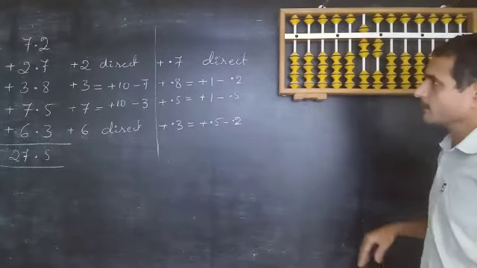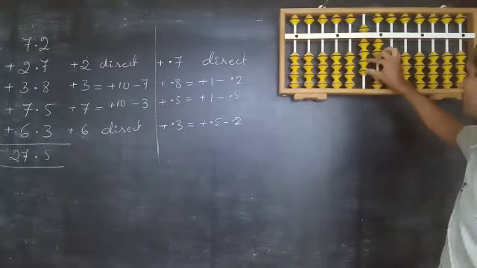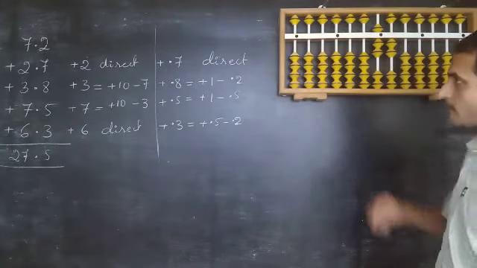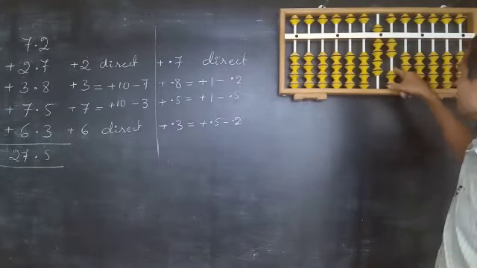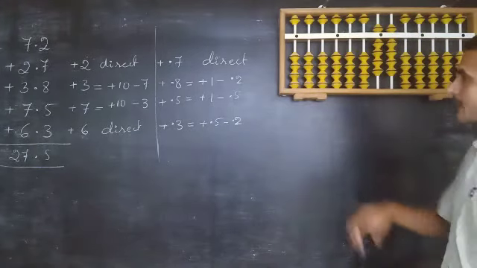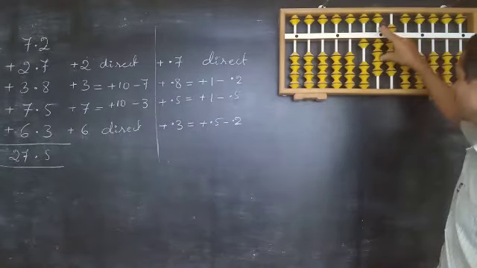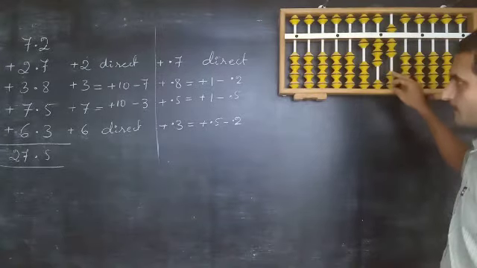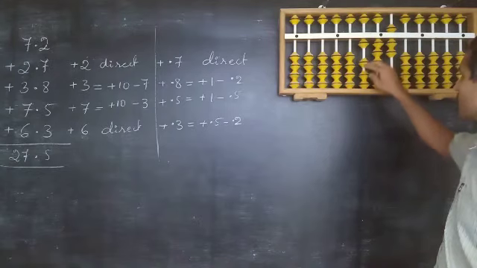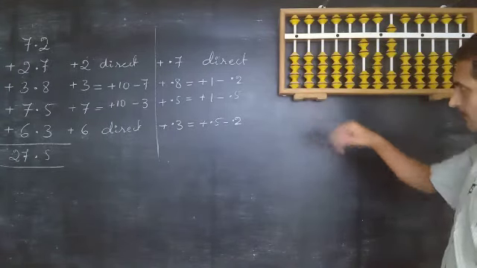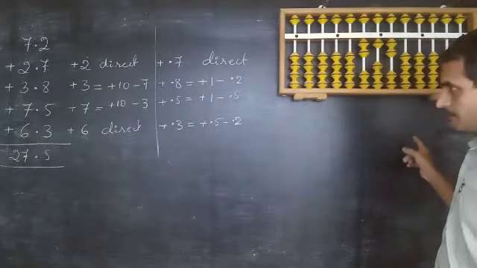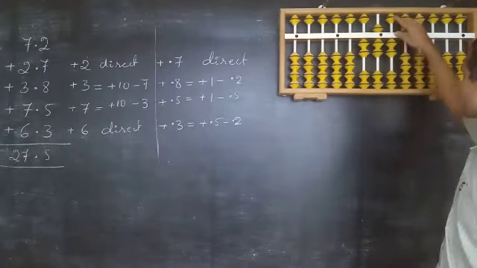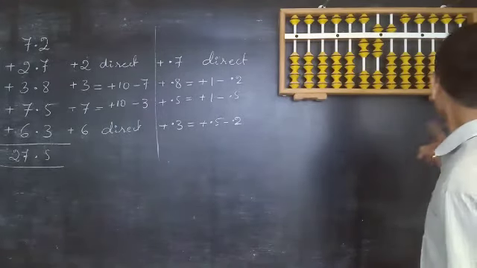7.2 plus 2.7, plus 2 direct, plus 0.7 direct, plus 3.8, plus 3 equals plus 10 minus 7, plus 0.8 equals plus 1 minus 0.2, plus 7.5, plus 7 is equal to plus 10 minus 3, plus 0.5 is equal to plus 1 minus 0.5, plus 6.3, plus 6 direct, plus 0.3 equals plus 0.5 minus 0.2. Answer: 27.5.